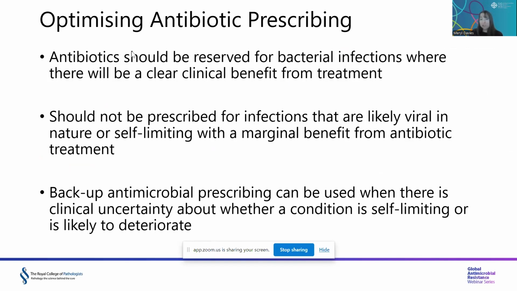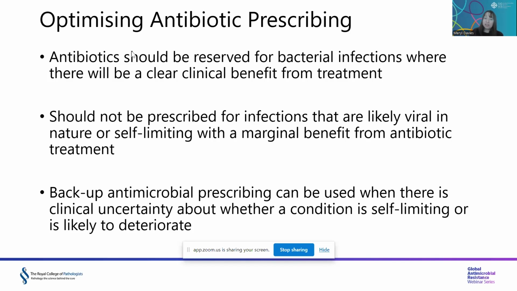To optimise antibiotic prescribing in primary care, we should be reserving the use of antibiotics for bacterial infections where there is a clear benefit of treatment using antibiotics. We shouldn't be prescribing antibiotics for infections that are viral in nature or self-limiting in nature, where there is only a marginal benefit from antibiotic treatment.